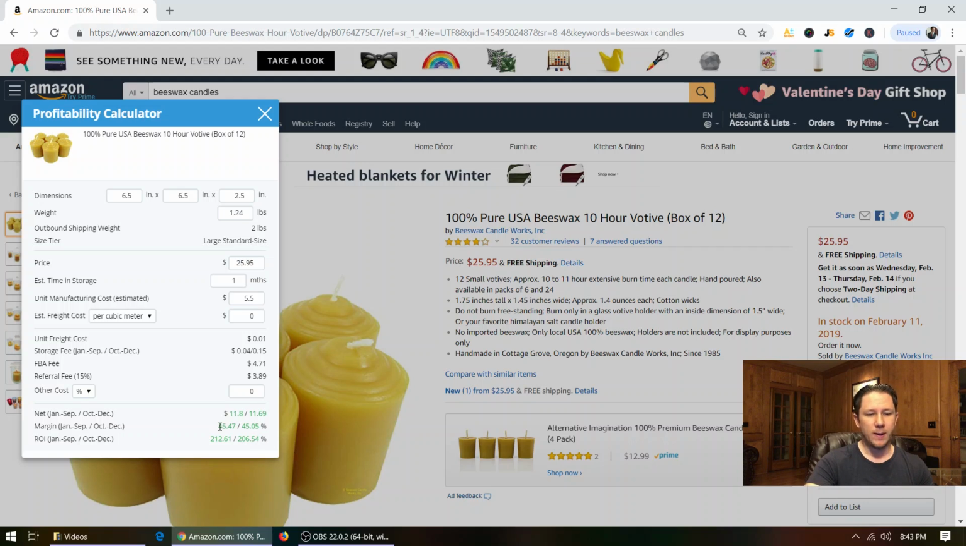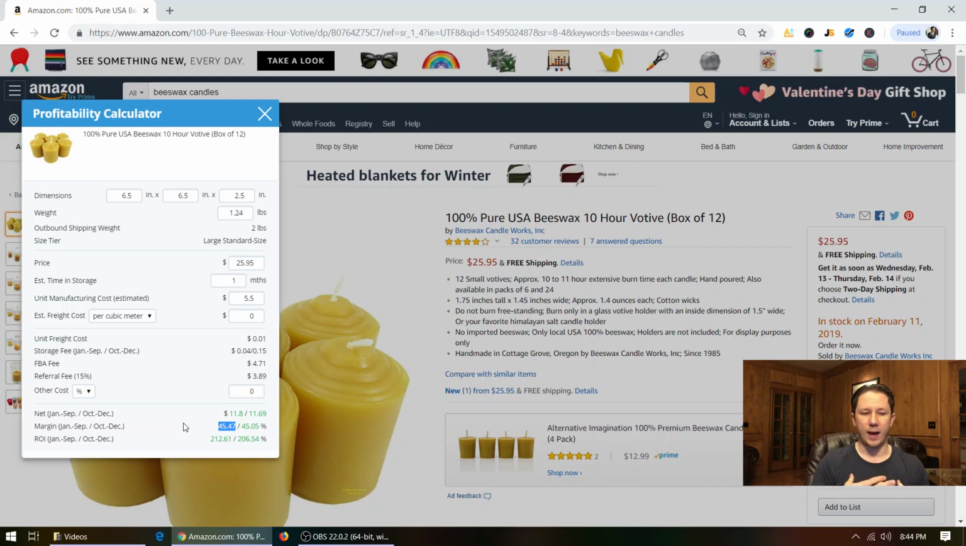So margin, this is your overall profit margin. This means every time you sell an item on Amazon with these numbers, you would be making 45% of the total price in profit. So that includes the cost and the fees. 45% profit margin is a really great profit margin on Amazon. I would say really anything over 40% is really great. Anything over 30% is good.